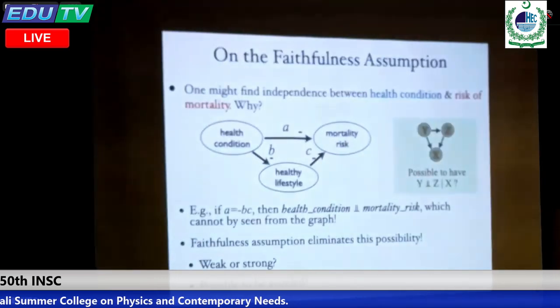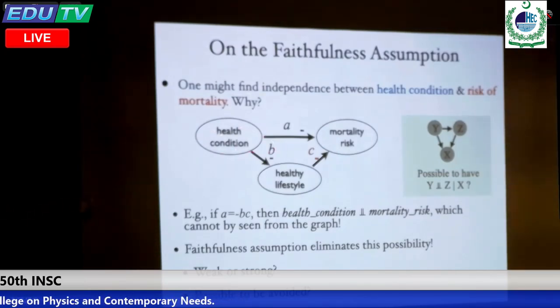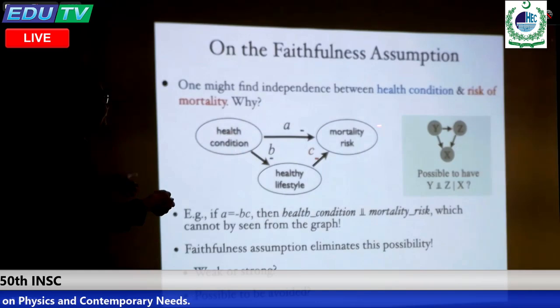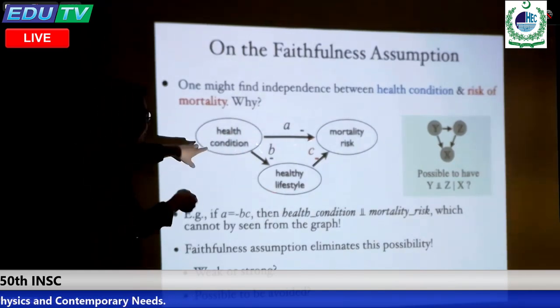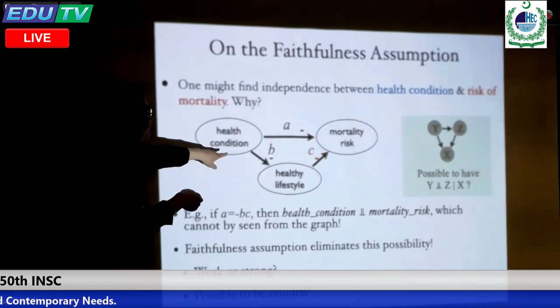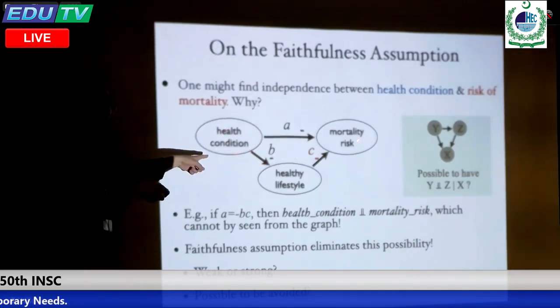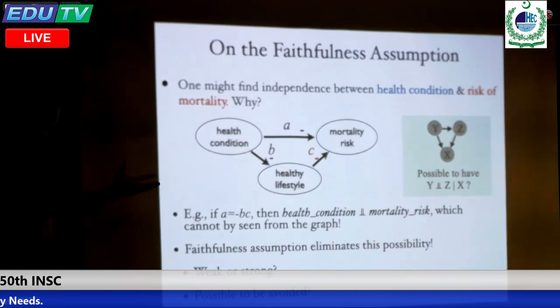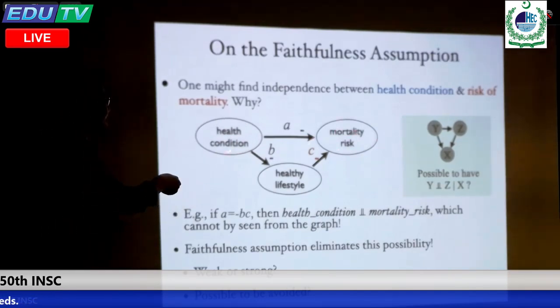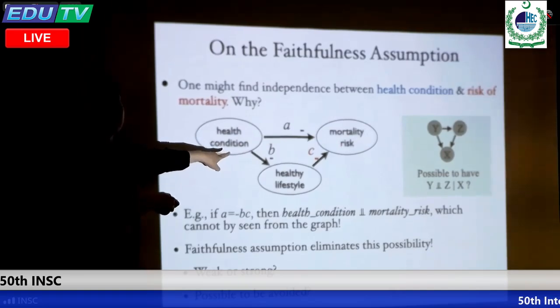Now, faithfulness is a fundamental assumption underlying traditional causal discovery methods. Right? What's faithfulness? Basically, consider this example. This is a health condition, the mortality risk. This is a healthy lifestyle. So suppose now you can see there are two ways for health condition to influence mortality risk. And if A equals minus BC, then you can see the influence from health condition to mortality risk will disappear because A plus BC is 0, right? In fact, this variable does not receive any influence from that one. As a consequence, although X has an influence on Y, they are independent.